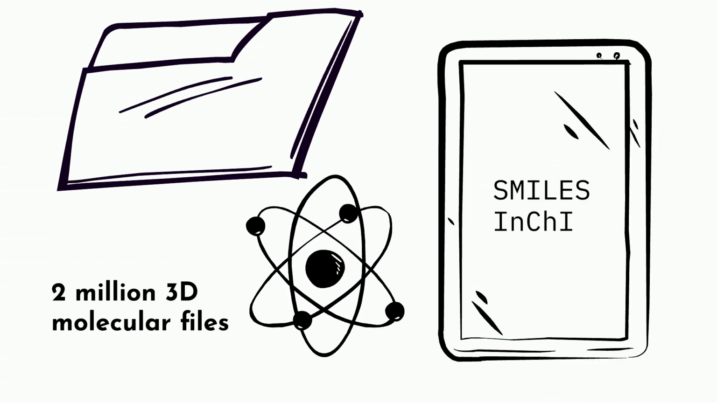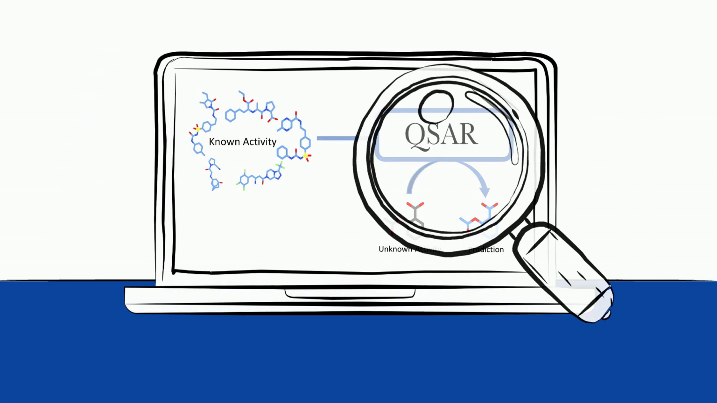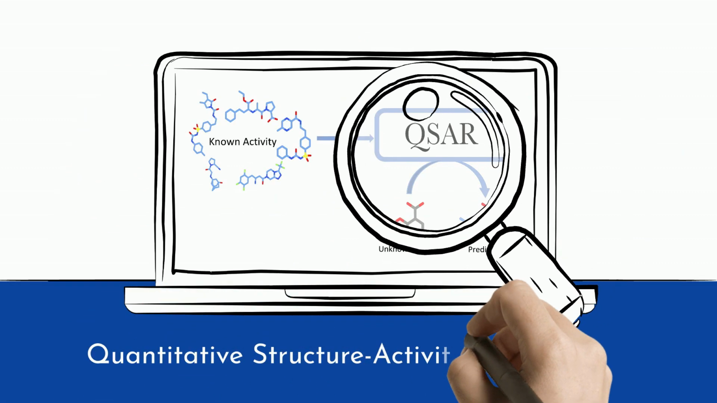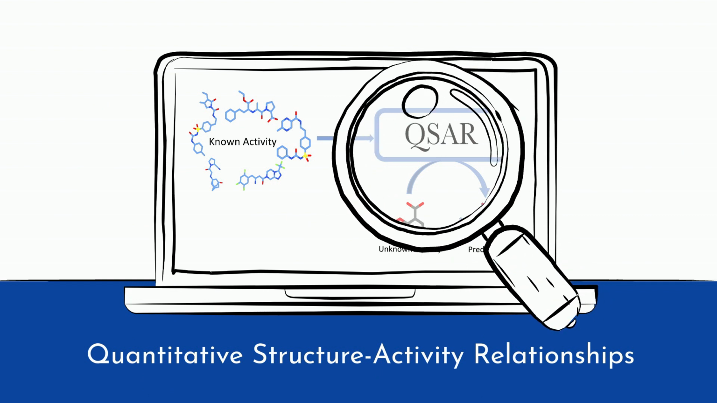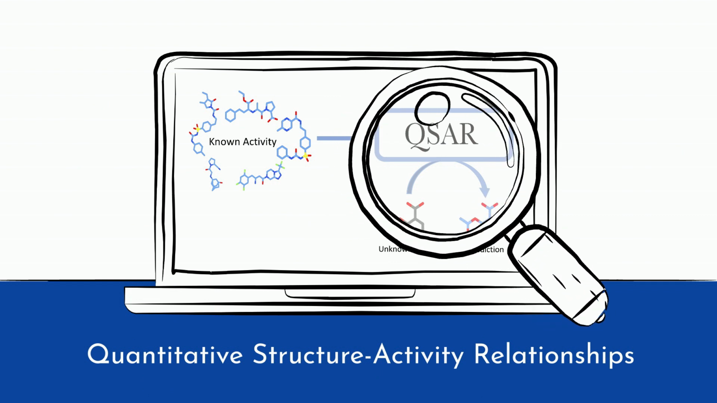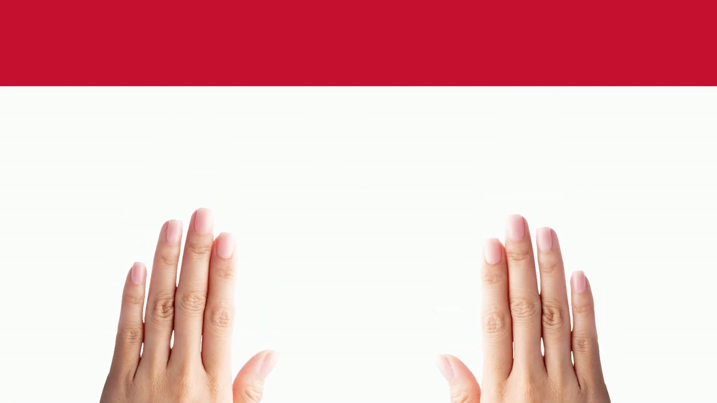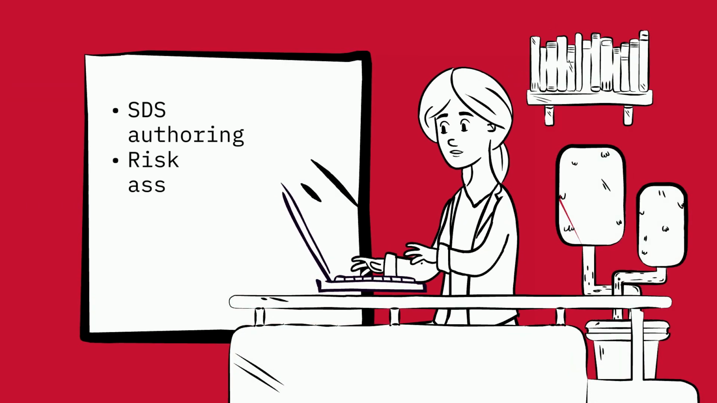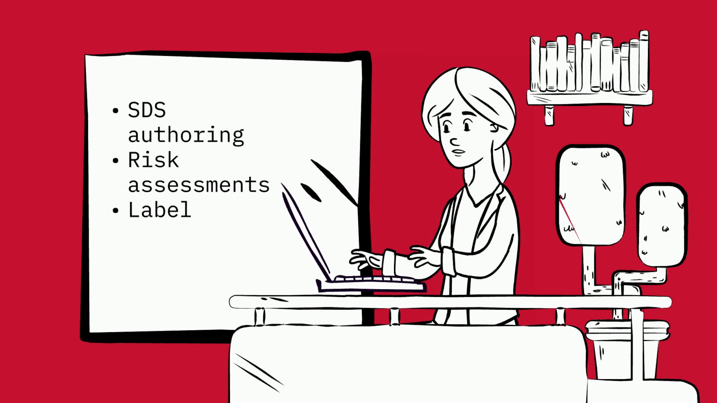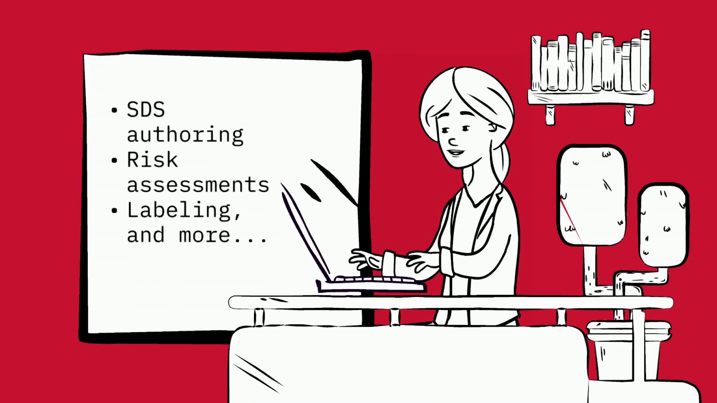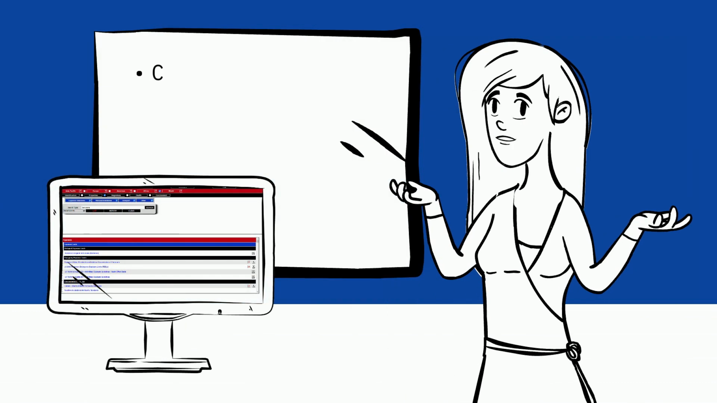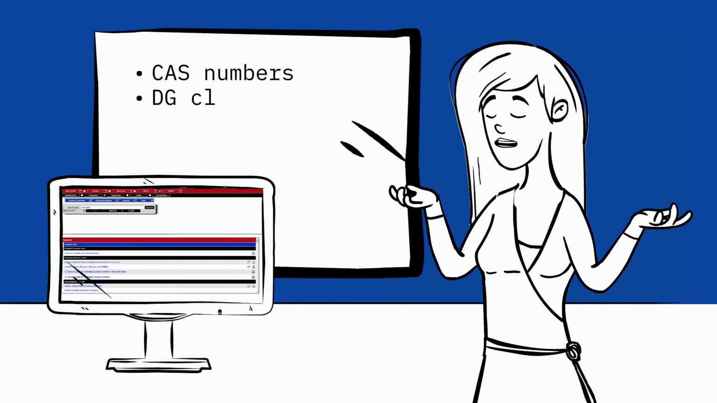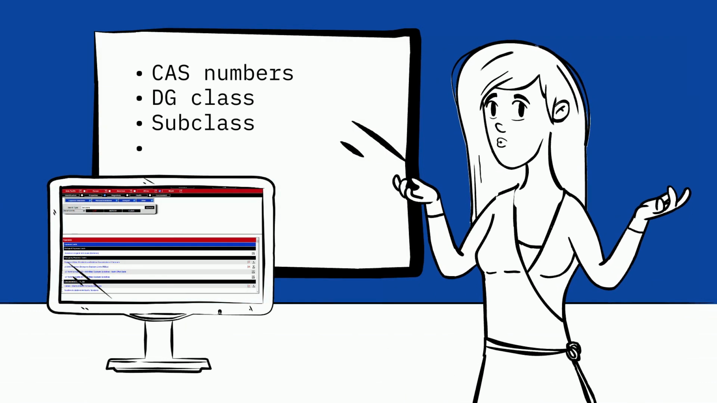It is a foundation for accessing and analyzing QSAR data, allowing users to explore molecular structures and gain insights into chemistry and related fields. It's compatible with various applications and Chemwatch systems for SDS authoring, risk assessments, labeling, and more. You can access the data using keys like CAS numbers, DG class, subclass, and UN numbers.